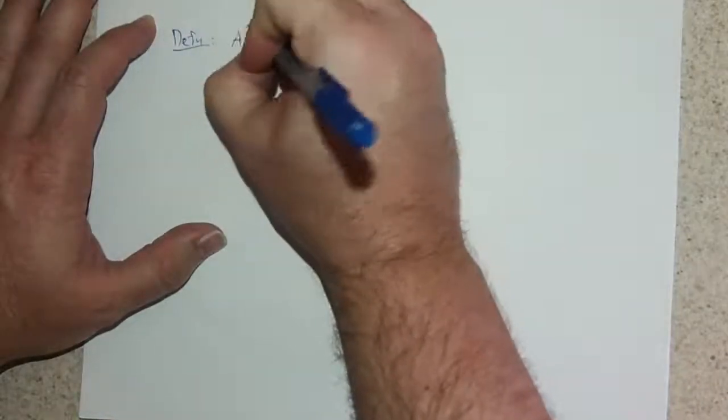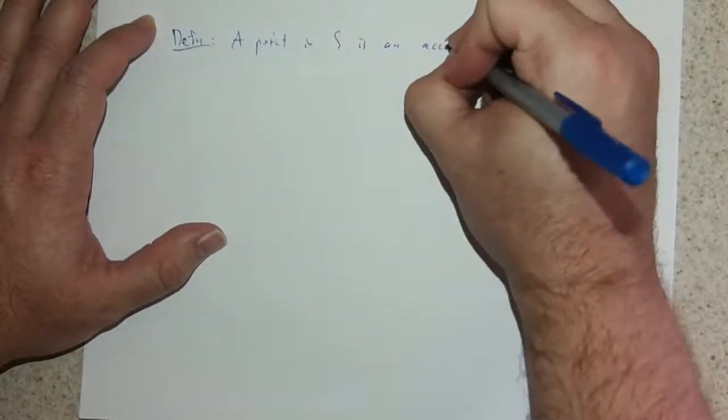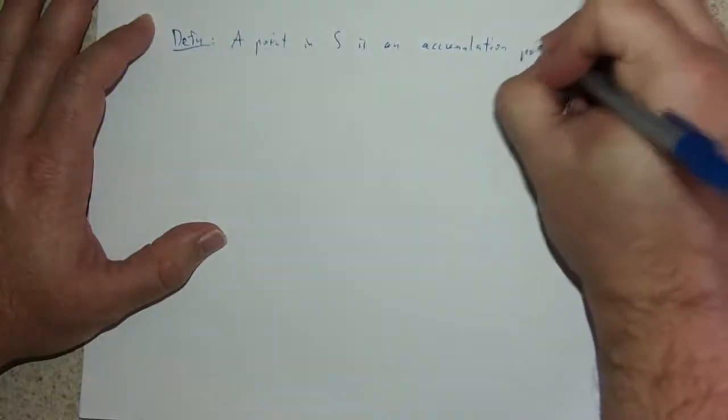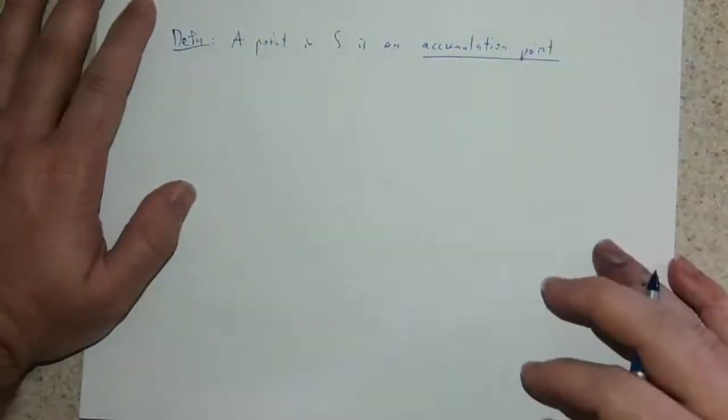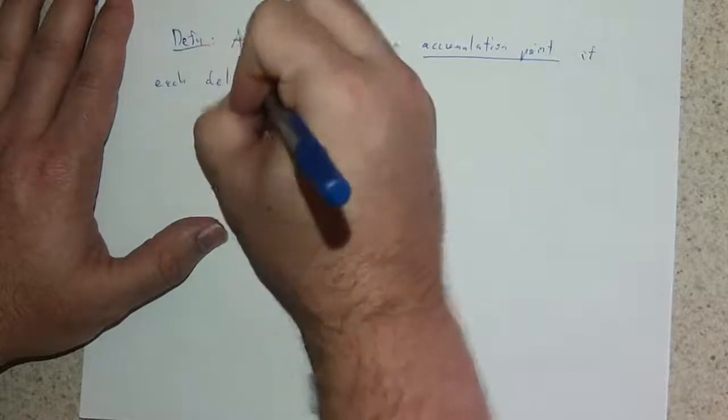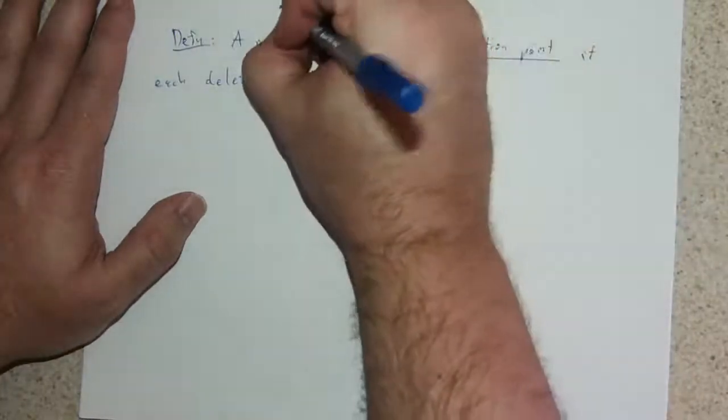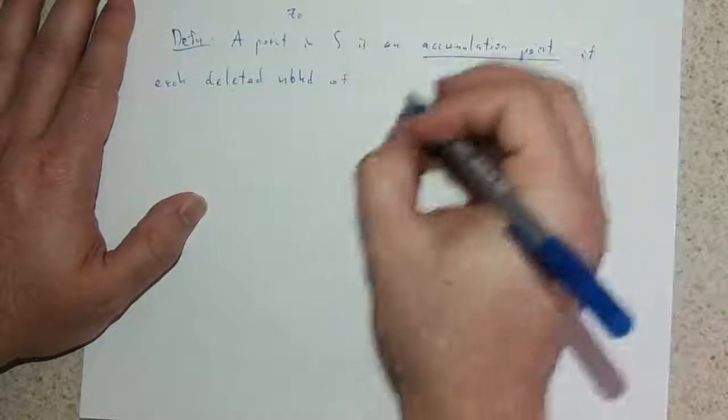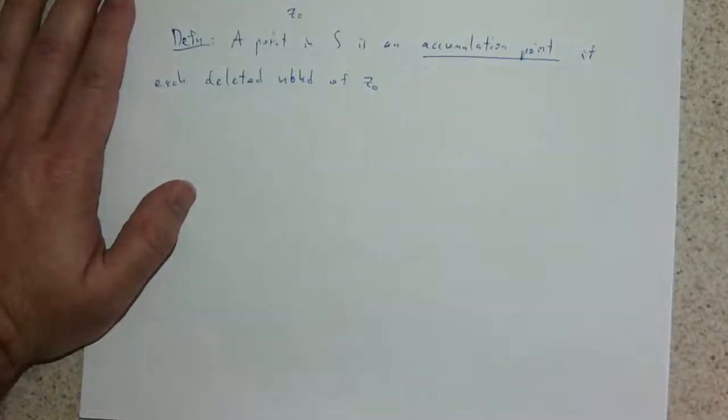Okay, a couple more terms and then we're done with these. We have the notion of an accumulation point. A point in S is an accumulation point if each deleted epsilon neighborhood of that point, we'll call the point z naught, so every deleted neighborhood of z naught contains at least one point of S.